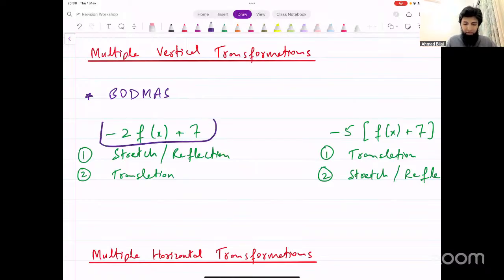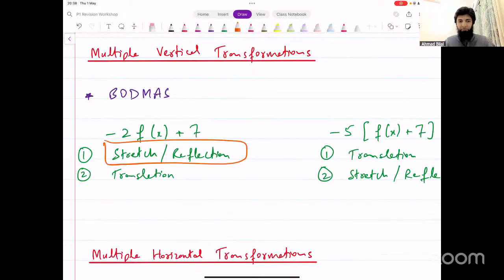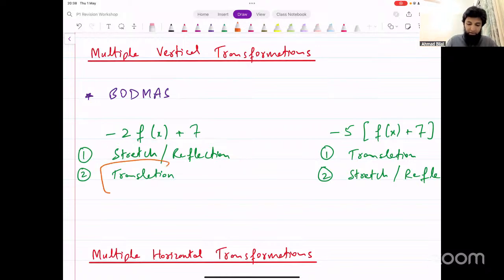If you have minus 2 into f of x plus 7, BODMAS says that you should be doing multiplication first. So that means stretch and reflection will happen first. Between stretch and reflection, it doesn't matter. Both are multiplication, so they have the same priority. But then second comes translation, because that's what BODMAS says. You do multiplication first and then addition.